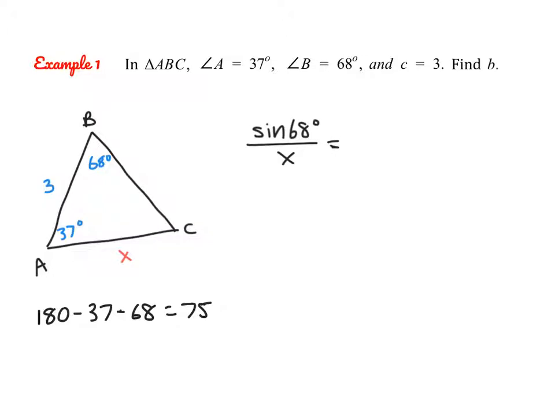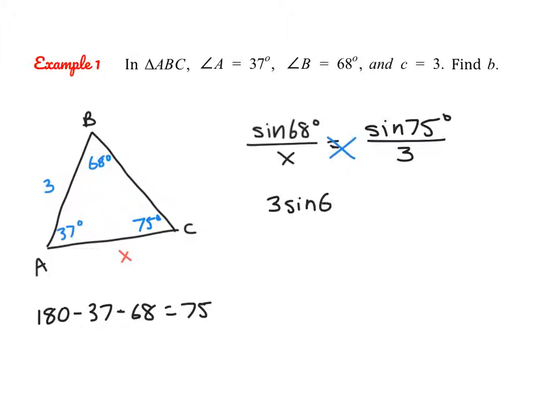And we know that because of the angle sum theorem. We know that the three angles in a triangle should always add up to 180. So now we found a matching angle for this side that we know. So we can say sine of 75 over 3. So from here, all we have to do is cross multiply and solve.